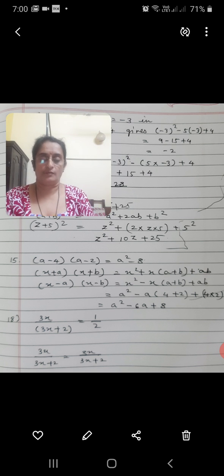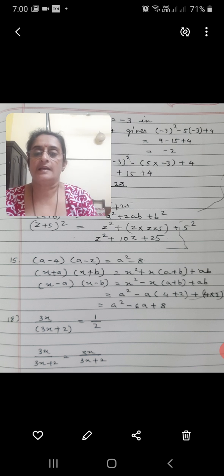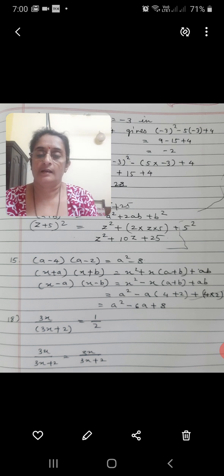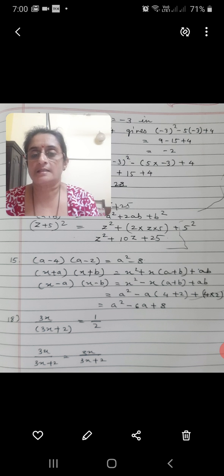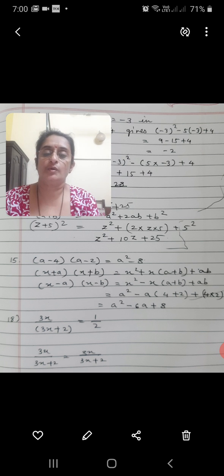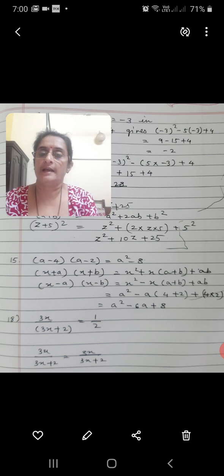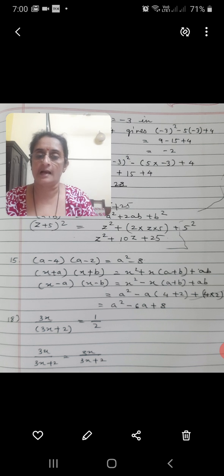In the last question which I have taken, the question is 3x upon 3x plus 2, and the answer given is 1 upon 2. The answer given is wrong, because you can't cancel anything here. 3x is one term and 3x plus 2 is a second term. So the 3x and 3x can't be cancelled. They cancelled it and got 1 upon 2, but it can't be done. Cancellation is not possible here. The expression remains as it is, 3x upon 3x plus 2. So that is the answer.